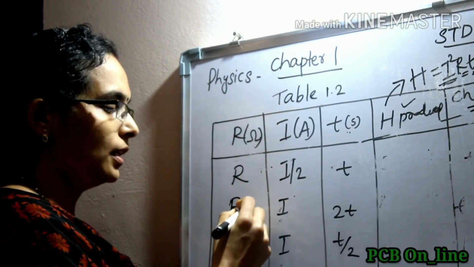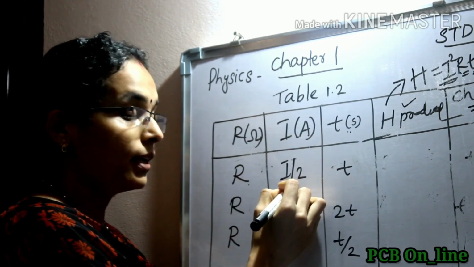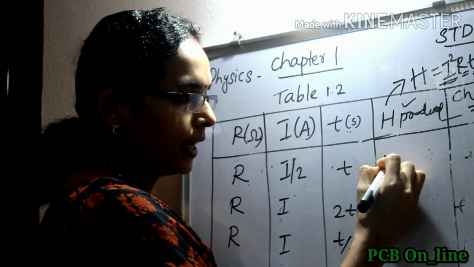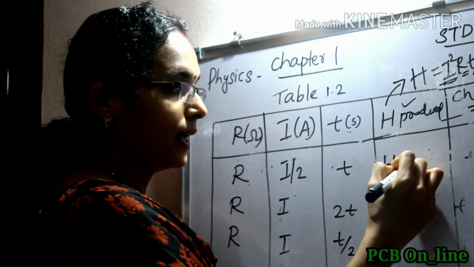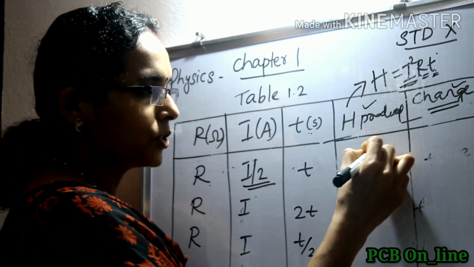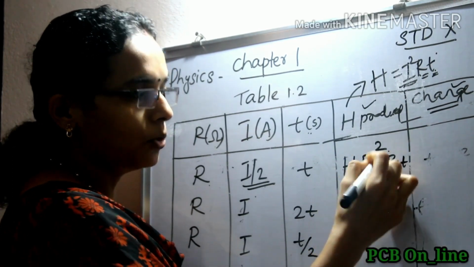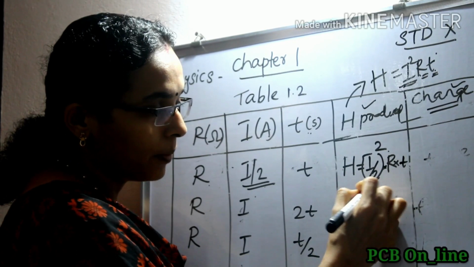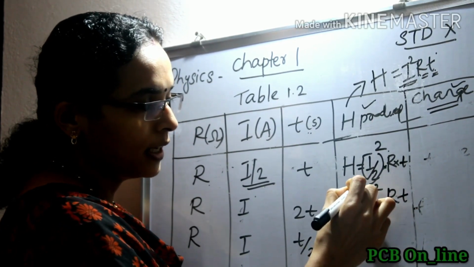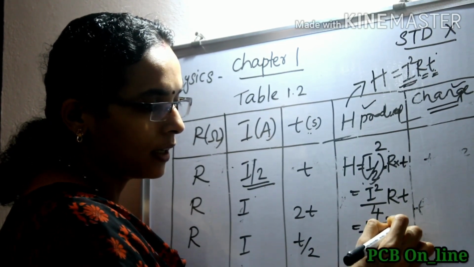Now the other 3 cases are R is R itself and I is reduced by half and time remains as T itself. Then what will be the H? H is equal to I square RT. I should be replaced by I by 2. Therefore I by 2 whole square into R into T. I by 2 whole square means I square by 4 into R into T. That is, the heat produced is 1 by 4 times I square RT.